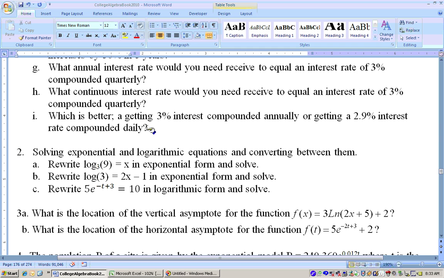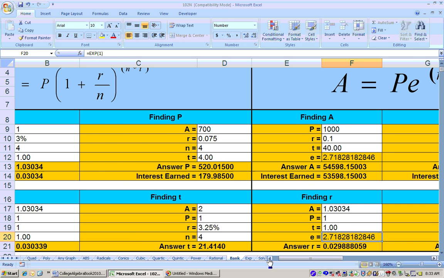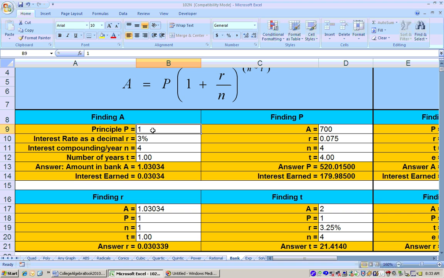Okay, and problem I says, which is better, getting a 3% interest compounded annually, or getting a 2.9% interest rate compounded daily? Okay, well, let's check them out. 3% compounded annually. Well, you can use any amount over any amount of time. So I'll just use $1 for 1 year on both of these. And let's see here. It's 3% compounded annually, so the N would be 1, and we get $1.03.